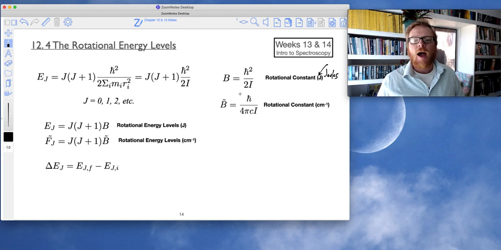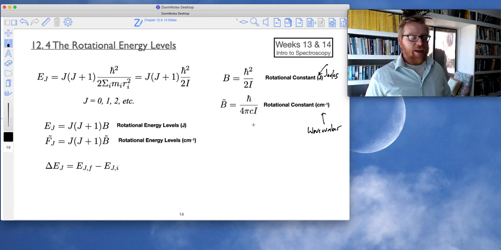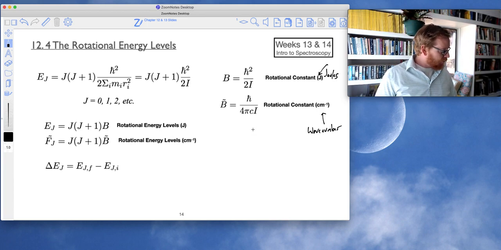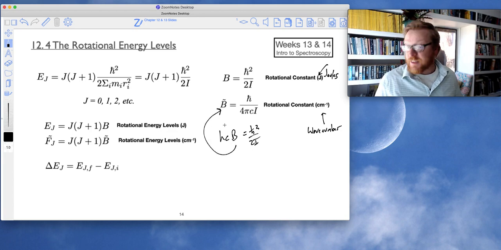Okay. So now we're going to come back to this nomenclature that I introduced at the very beginning of the semester. When we put a little tilde on there, that's the rotational constant in wave number. And we can always convert an energy into a wave number by dividing by hc. So if I say hc times B tilde equals h bar squared over 2I and rearrange this equation, this is where this comes from.